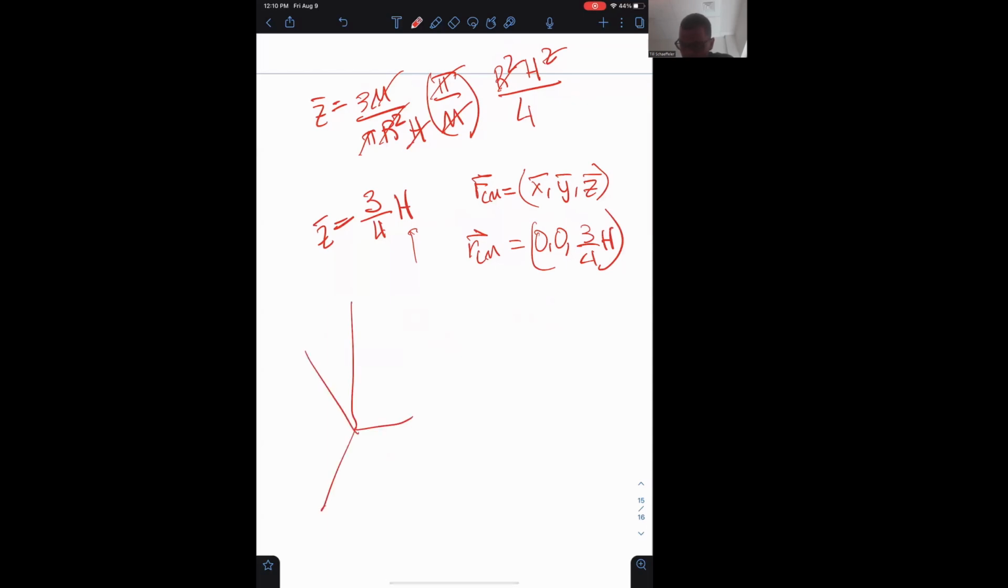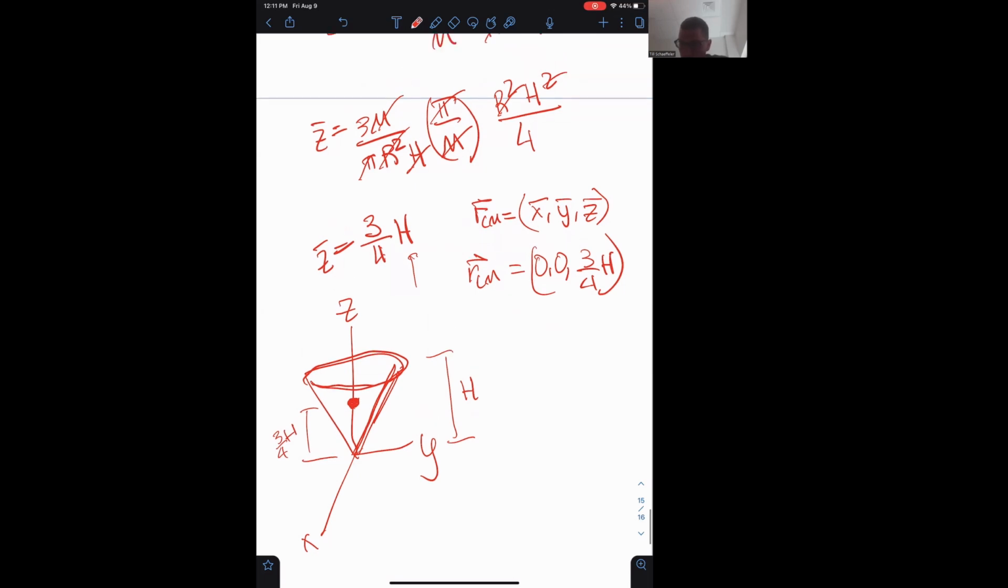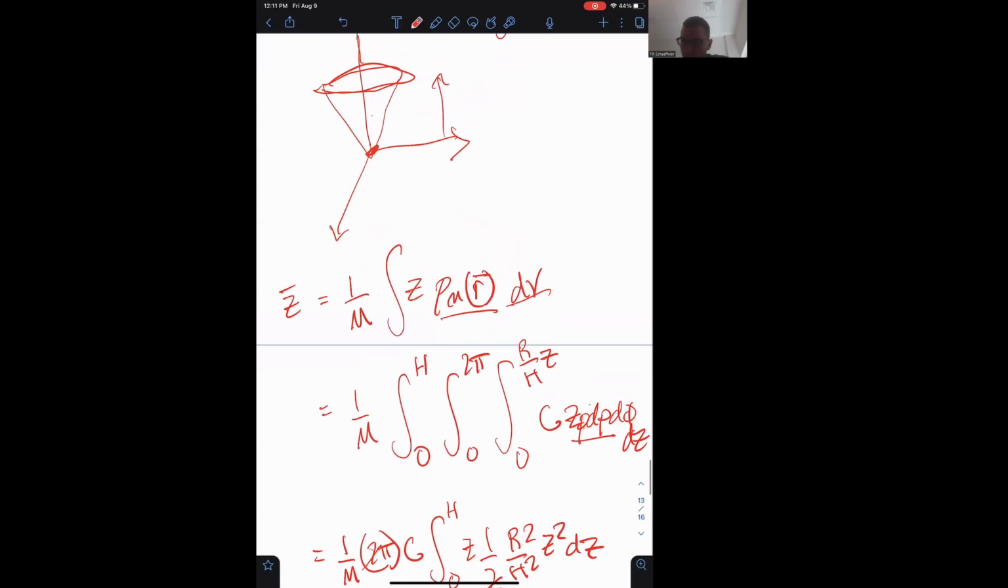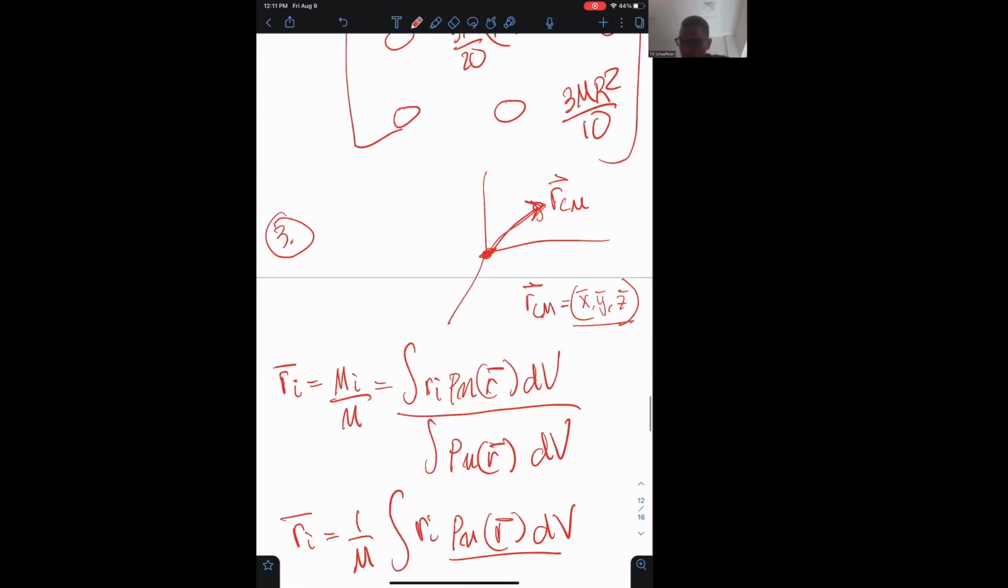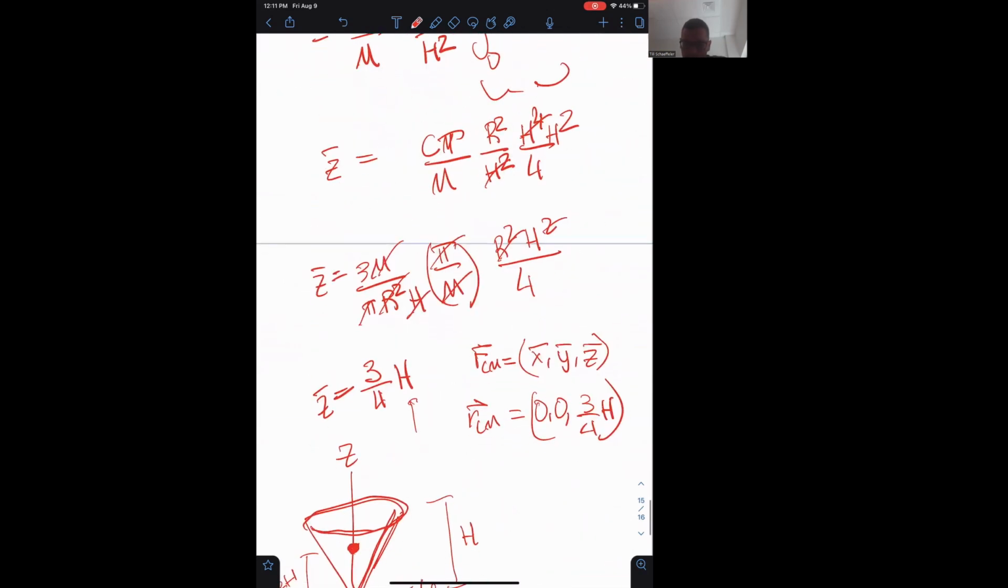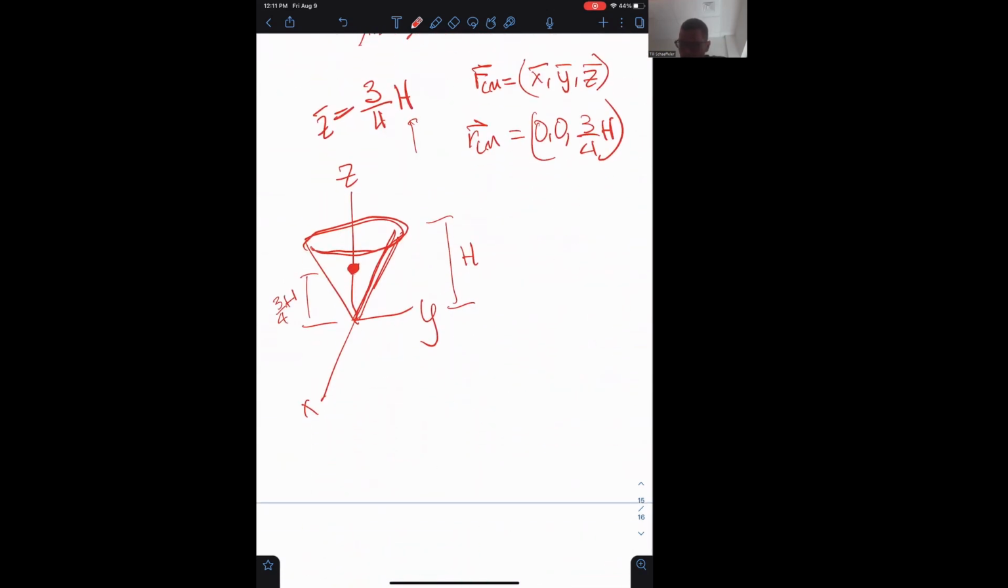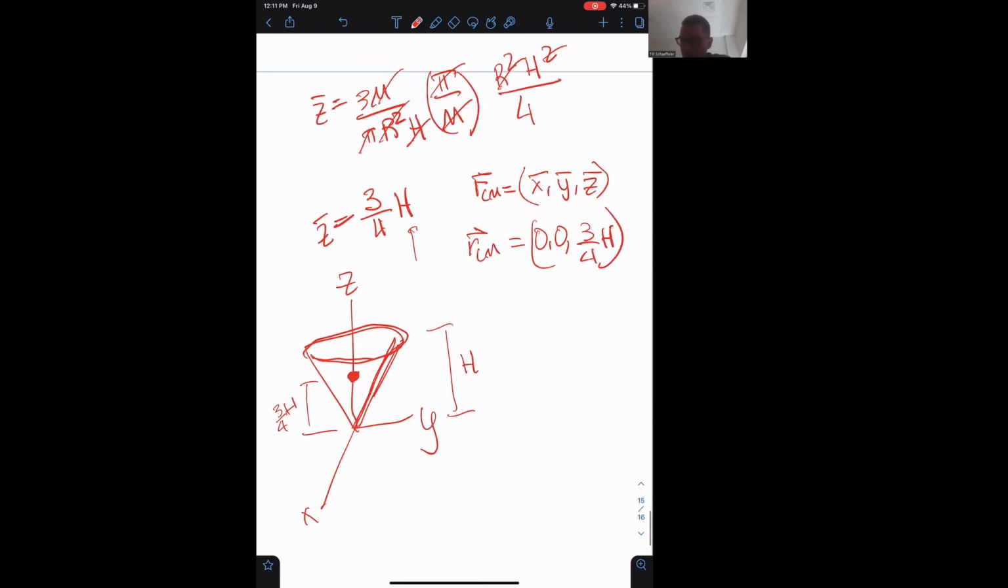So that means that if we draw our cone again and we define this cone to be h tall, that means that the center of mass of the cone is right there where that spot is, 3/4 h. So that's the center of mass of our cone. Maybe you could have guessed that, but now we know for sure what it is using this formula. So let's just box that because that is the answer to number 3.